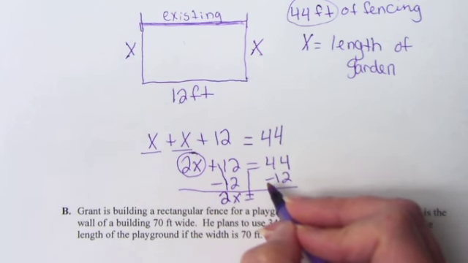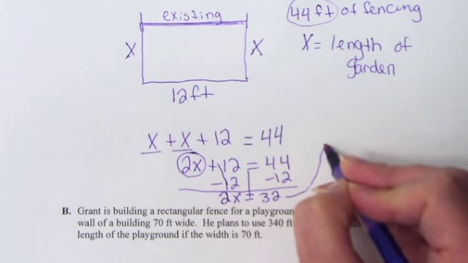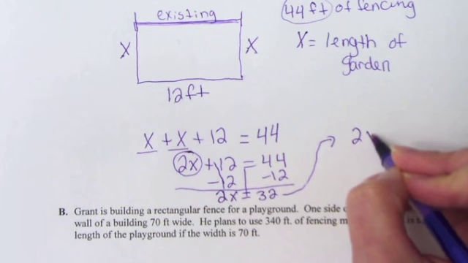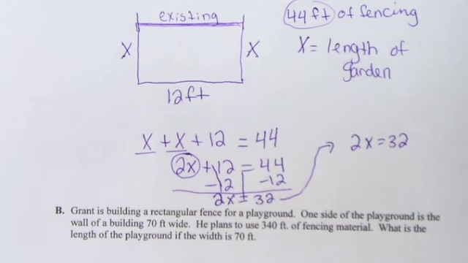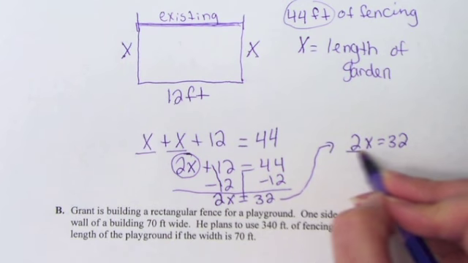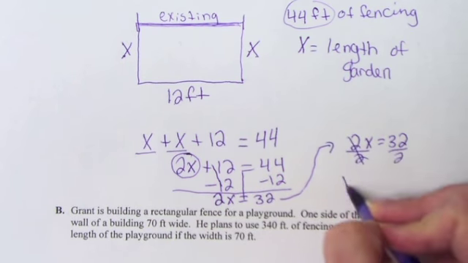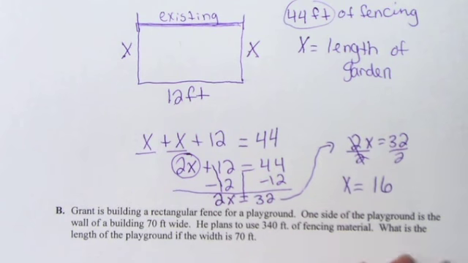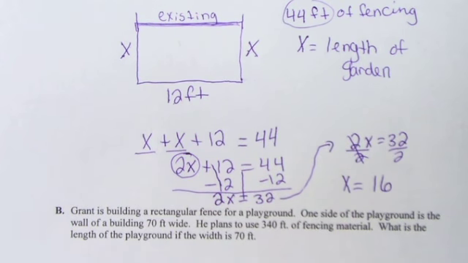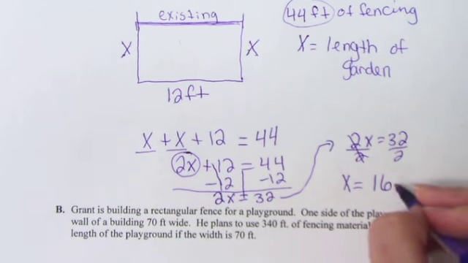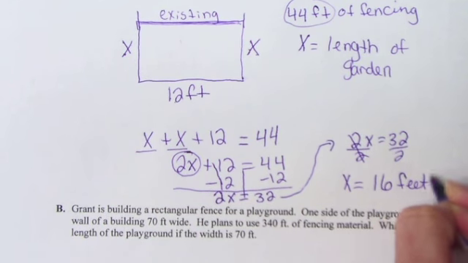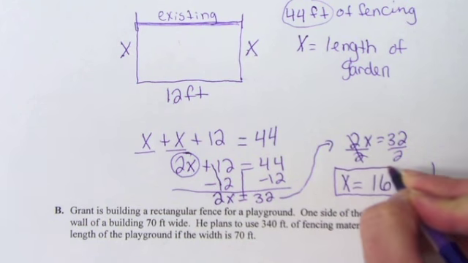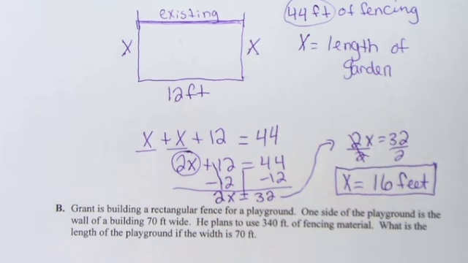That gives us 32. I'm going to move this up here so I have room. So we have 2x equals 32. The last step is that x is being multiplied by 2, so we divide by 2. Then we get x equals 16. Now, in word problems, we can't just leave the answer as 16. We have to label it because we're talking feet. So the length has to be 16 feet, and that will meet our requirements of 44 feet of fencing.